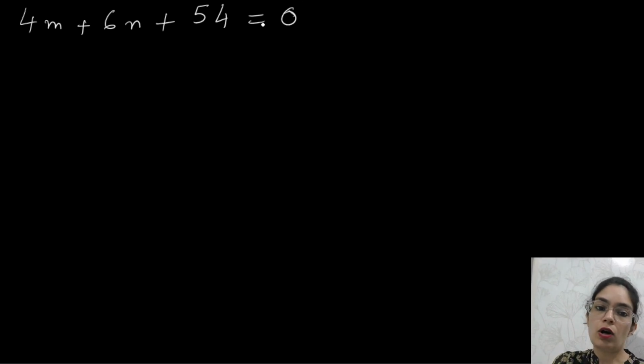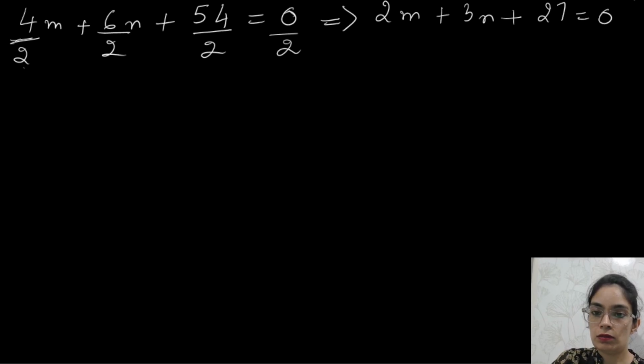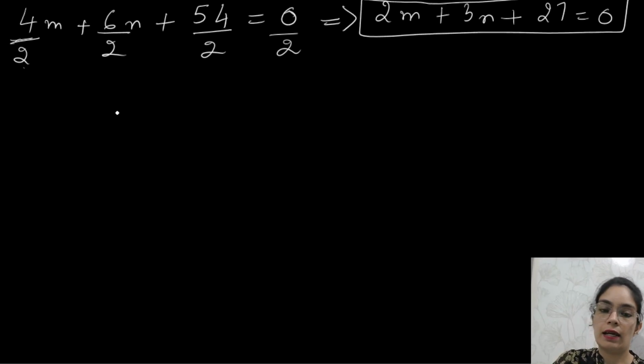Now here you can see if any common factor is there. Common factor in the sense, because we want the equation in its simplest form so that calculations will be a little short. So here common factor 2 is there because 2 is a divisor of 4, 6 also and 54. So I'll divide the entire equation by 2. If I'm dividing the entire equation by 2, what will I get? 4 divided by 2, 2, 2m plus 3n plus 27 equals to 0. So this is the first equation I have got.